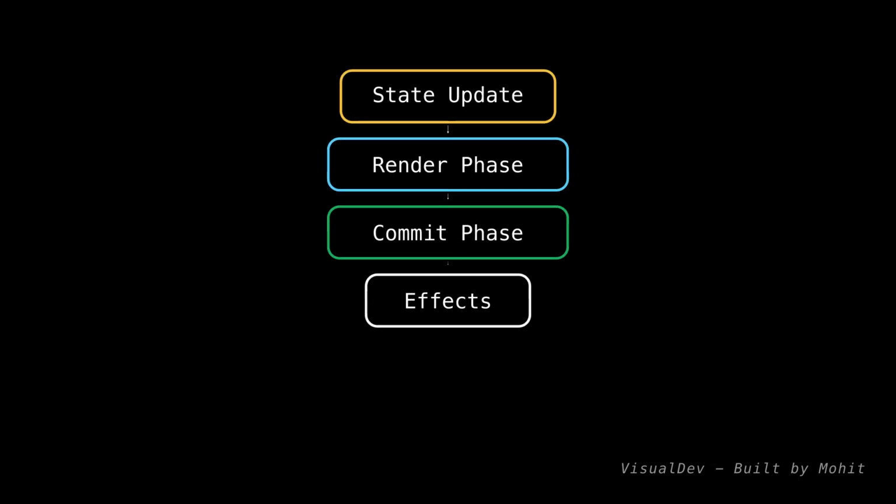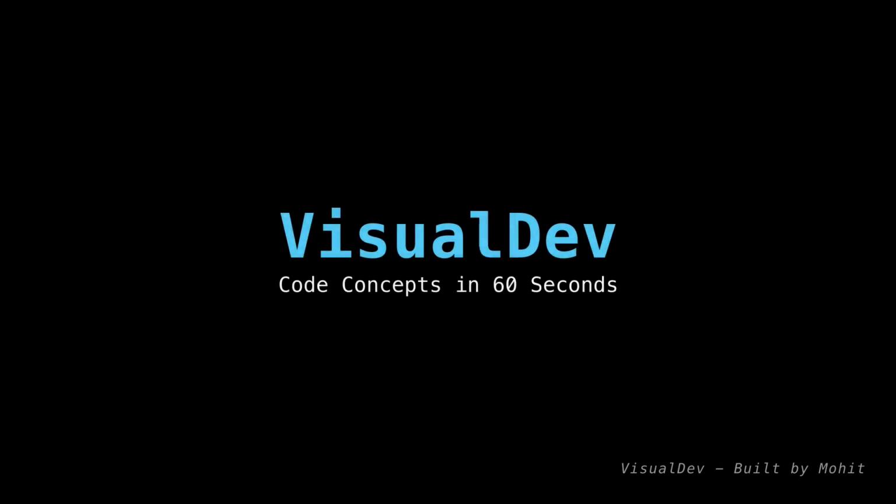So the full mental model is simple. A state update happens, React runs the render phase, then the commit phase, and then effects run. Render calculates, commit applies. If you remember one thing, remember this. Render is not the same as DOM update. First React figures things out, then React applies them.